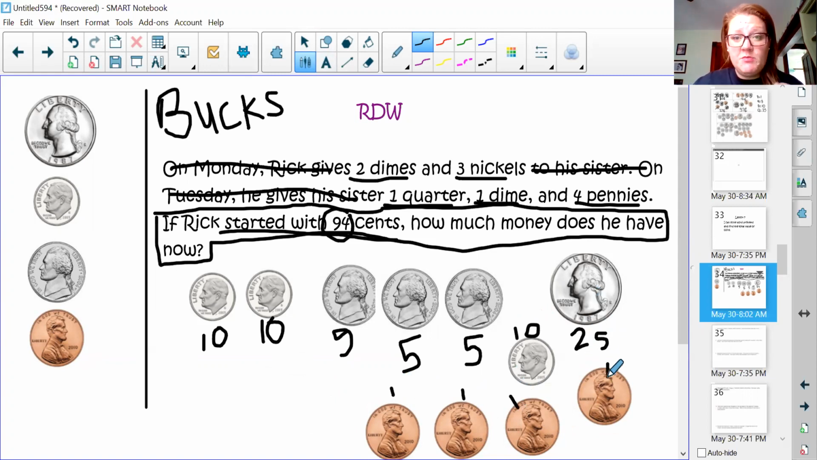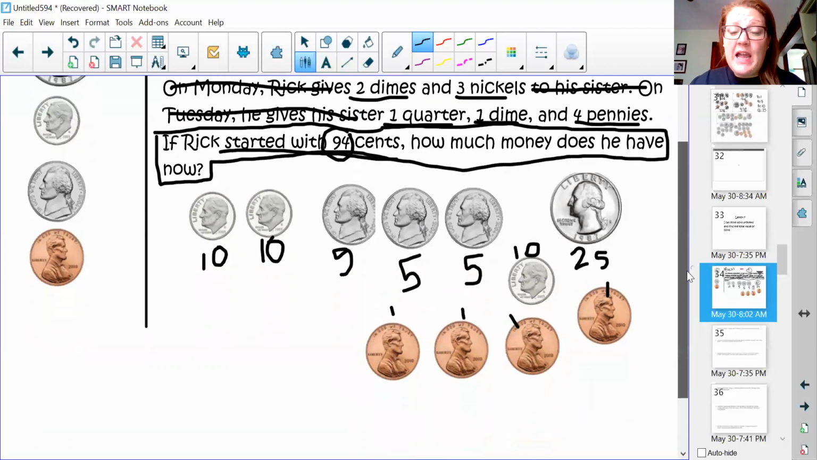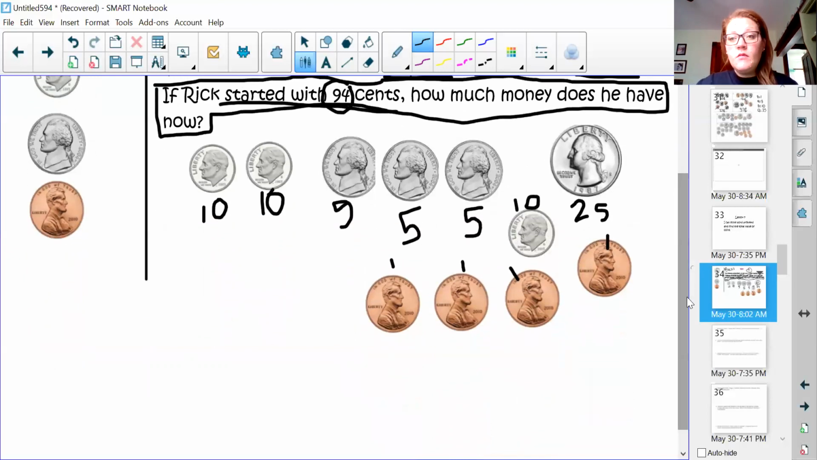Now we have to figure out how much money he has because he started with 94 cents, but then he gave his sister some of this. So it means we're going to have to do some subtraction. But first, we need to add together all of these coins to figure out exactly how much he gave to his sister. Remember, when we add together mixed coins like this, we always start with our largest value. So I've got 25, 35, 45, 55.